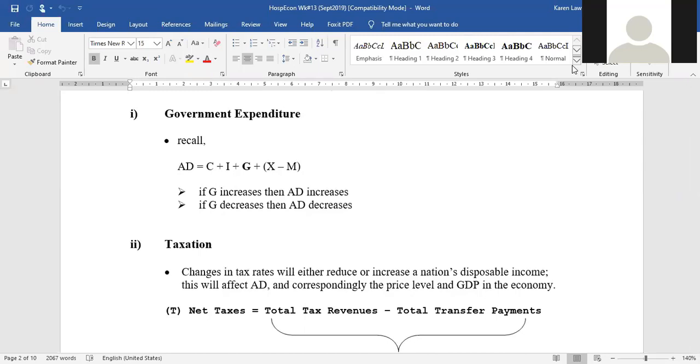So if government increases their spending, aggregate demand shifts to the right. And if government decreases their spending, then aggregate demand shifts to the left. So I think this is pretty obvious.